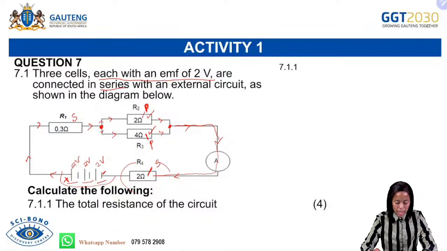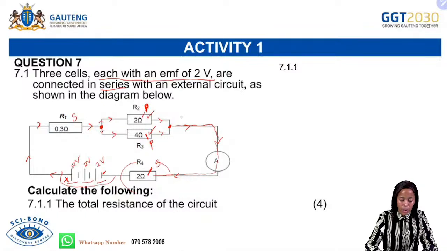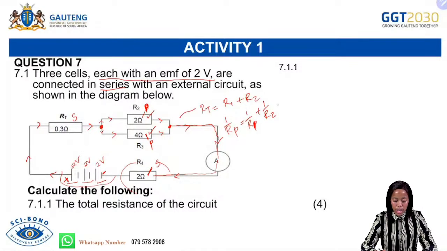So the first one here says calculate the total resistance of the circuit. In order for you to do this question, you need to identify which resistors are connected in series and which resistors are connected in parallel. Because remember, for resistors that are connected in series, you are going to use this formula here. But for the resistors that are connected in parallel, you are going to use this formula there. Okay?